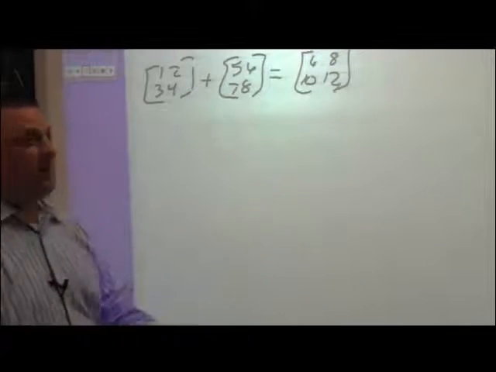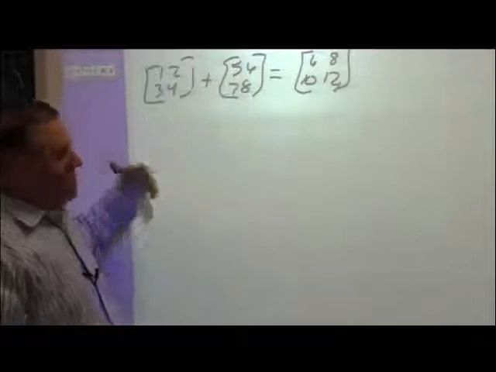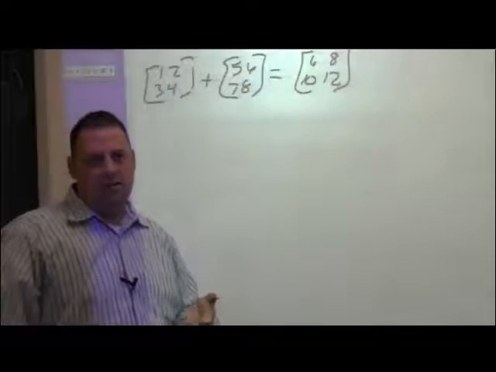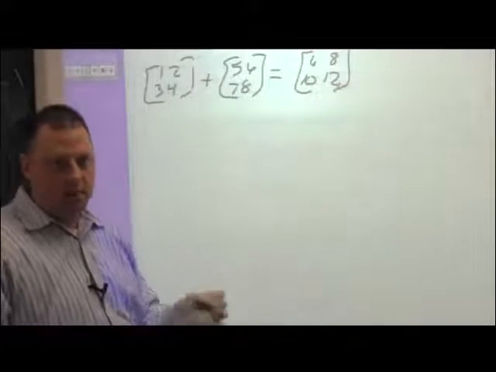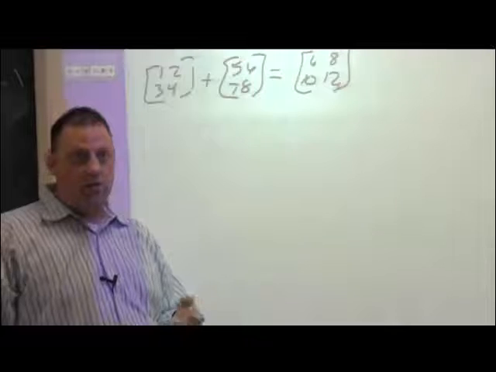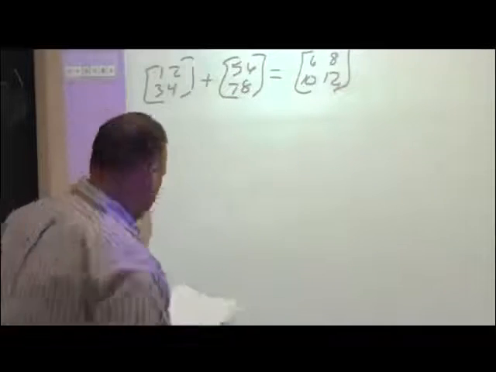And you're going to do the same thing if this is a subtract. You would just take 1 minus 5, 2 minus 6, and so on. So adding and subtracting matrices is not difficult. You might see one question on the ACT, so that's why I'm covering it. But the more difficult part, what you probably will more likely see, is multiplication of matrices.